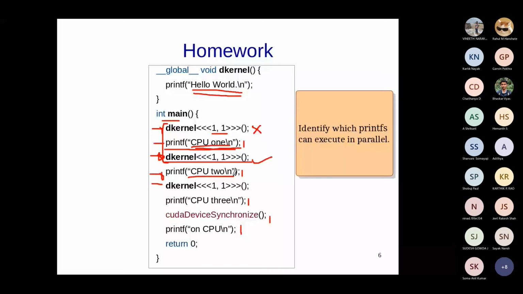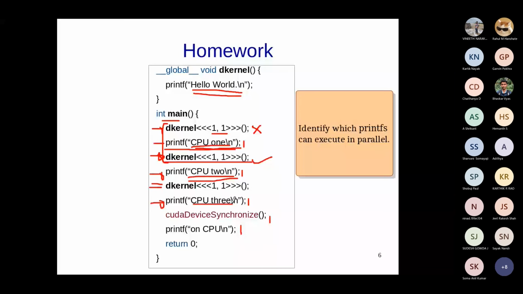After CPU 2 is printed, the CPU goes ahead and launches the third invocation, which might also get just queued up. It is not yet executing. Or it might get executed also. Either way is fine. But the CPU is allowed to go ahead and print CPU 3. And therefore, CPU 3 can technically be parallel with either the first Hello World or the second or the third one. CPU 3 will always get printed after CPU 1 and after CPU 2.